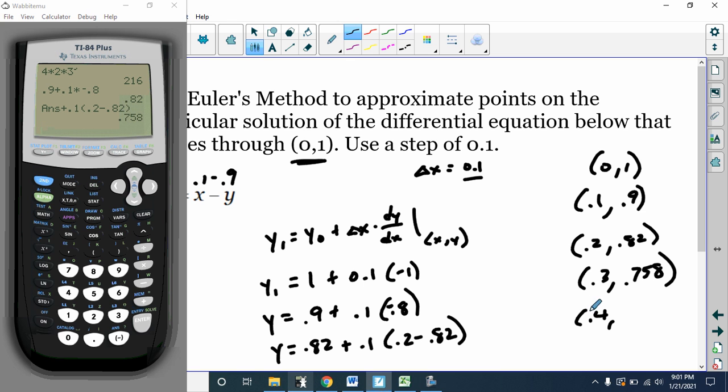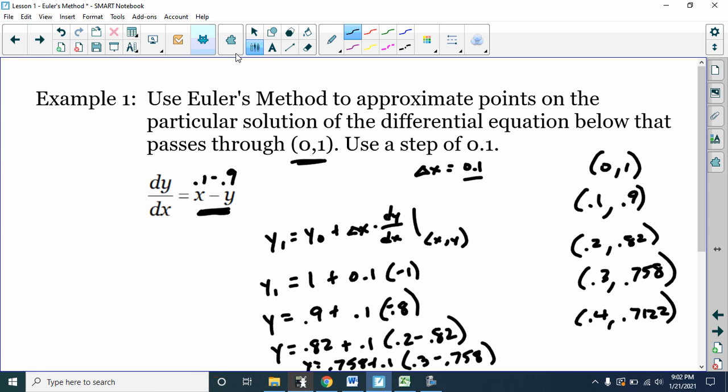So I go up by 0.1. My new y value is the previous y value plus my step times the derivative evaluated at the previous point. In this case, 0.3 minus 0.758. And I get 0.7122. So these are not points on the particular solution, but they should be awfully close to the points on the particular solution.